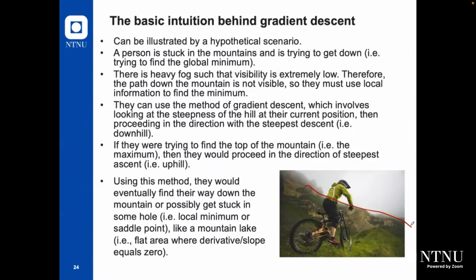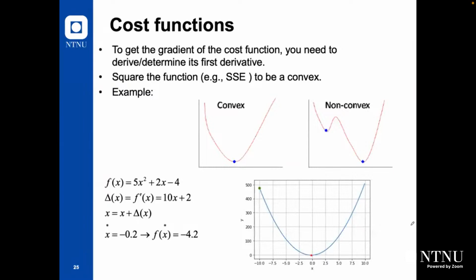Using this method, they can find their way down the mountain, or maybe they will get stuck in some hole, for example, which is a local minimum. So for example, maybe you have this example here. This is your cost function, and if this cost function is convex, in fact, we want this function to be convex.